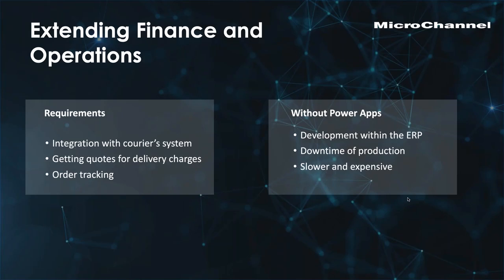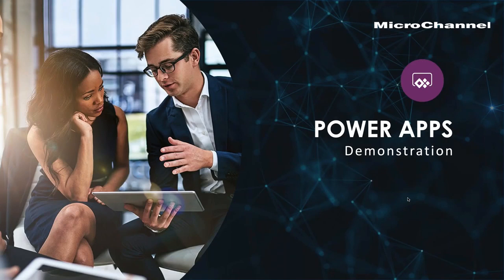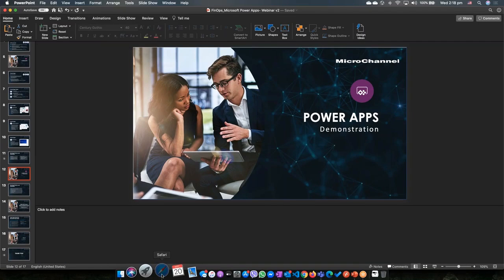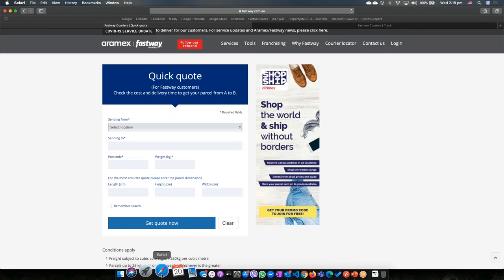Now I'm going to show you how this process looked before we implemented the Power App extending Finance and Operations for this client, and after that. So I'm going to switch now into my browser. This is Fastway Couriers, the external courier system that this client is using.